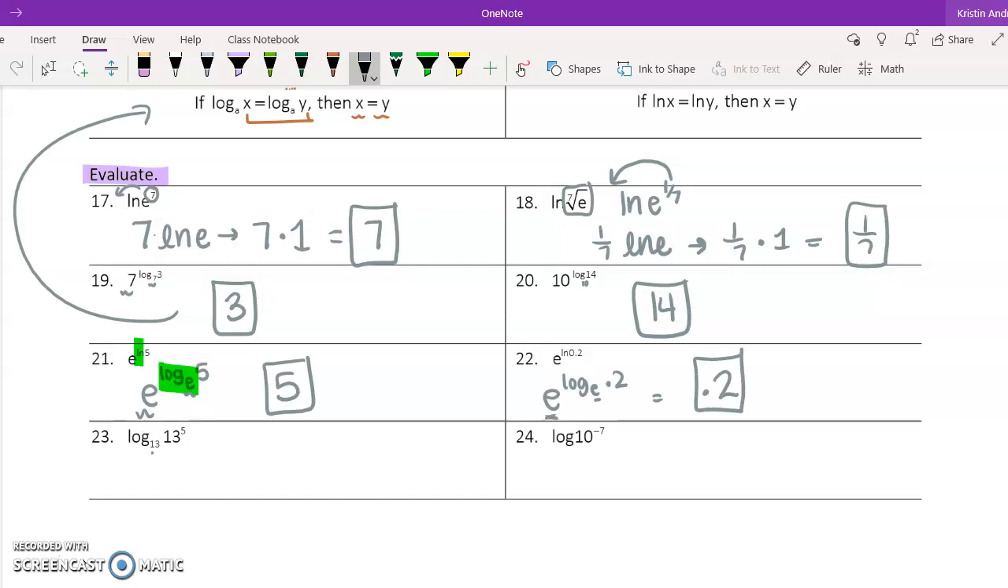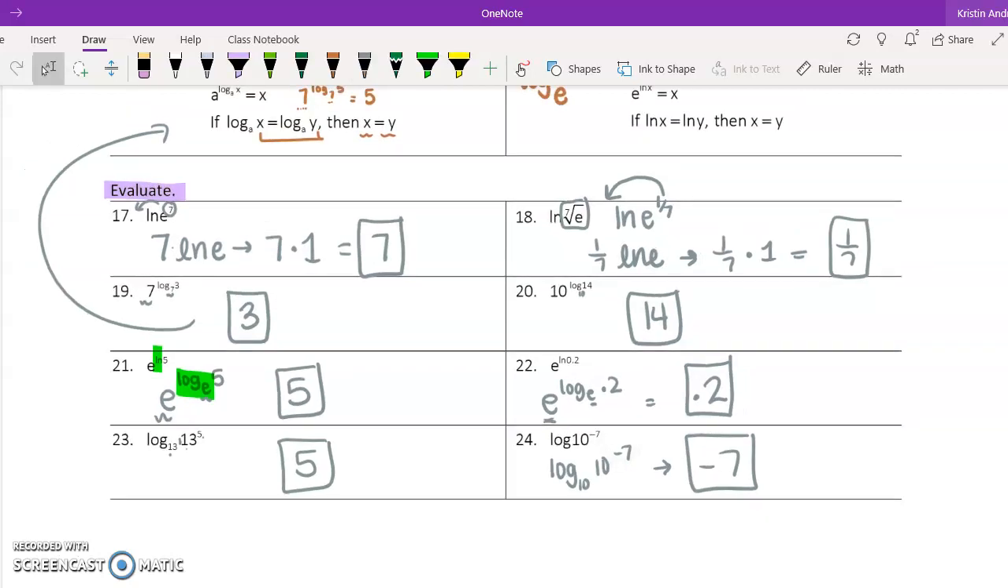Log base 13 of 13 to the 5th. This is 5/1, or 5. And then 24 is like log base 10 of 10 to the -7, which means -7. Many students think these types of problems down here at the bottom are almost too easy, so easy that they don't remember how simple they were. So try to remember those.